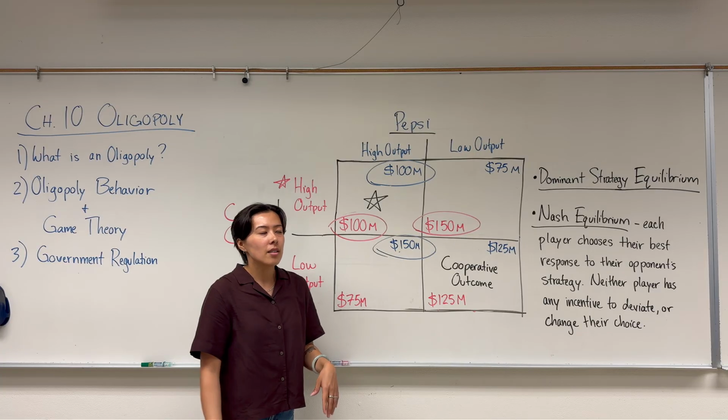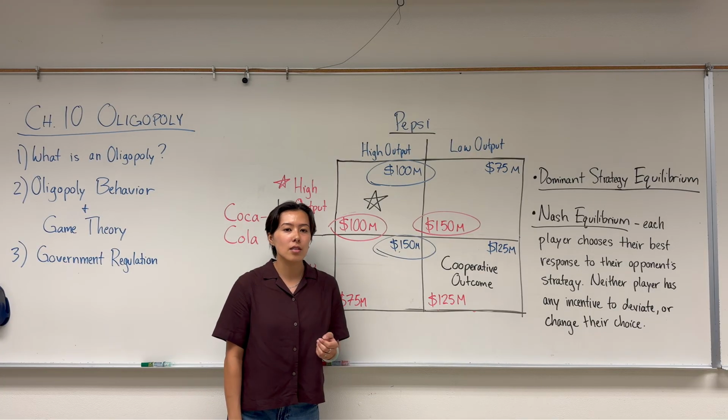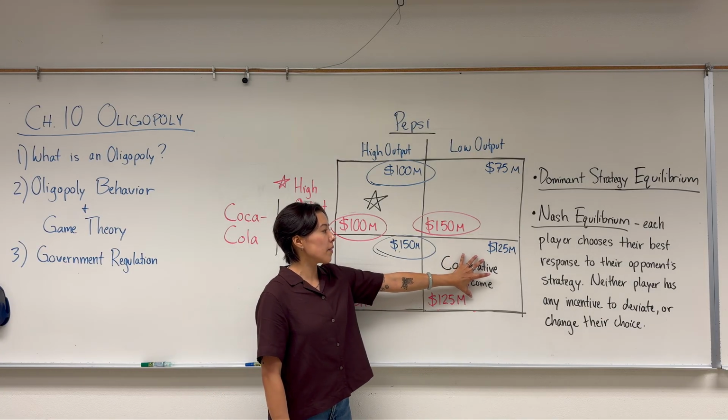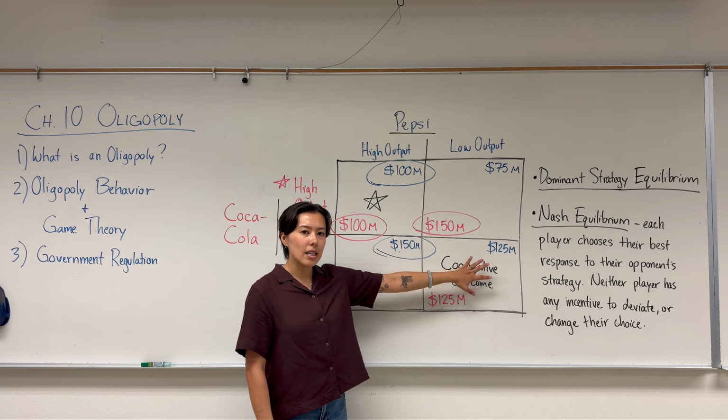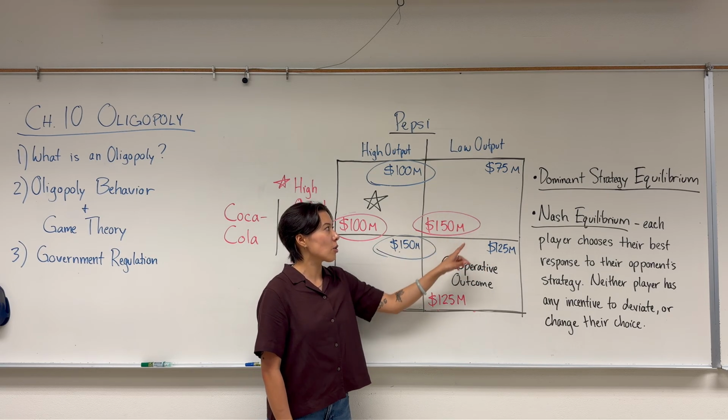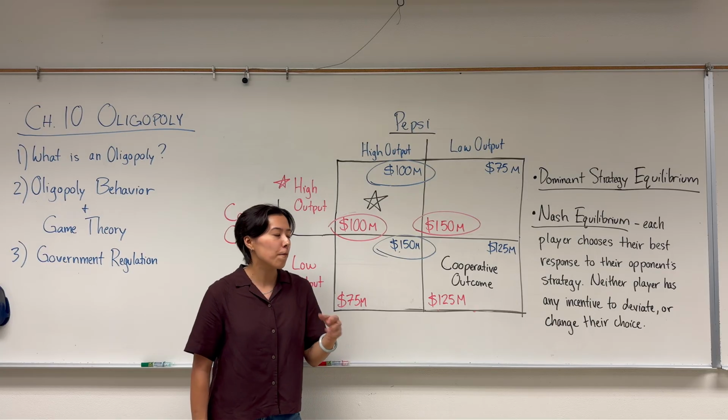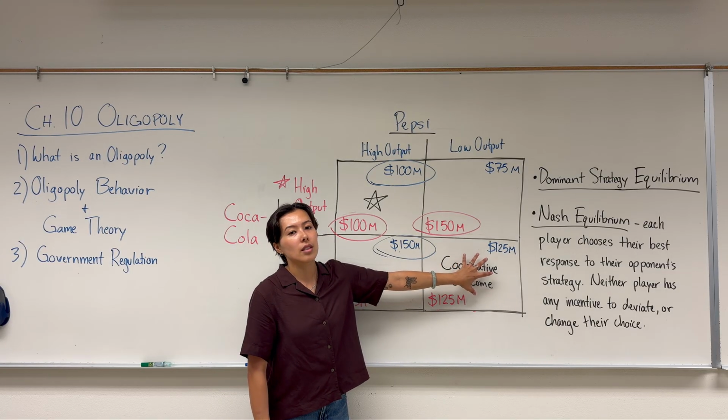But as we said, it's hard for them to maintain this agreement because this cooperative outcome is not stable. Either player can try to increase their profits by deviating from the strategy that they used to get here.